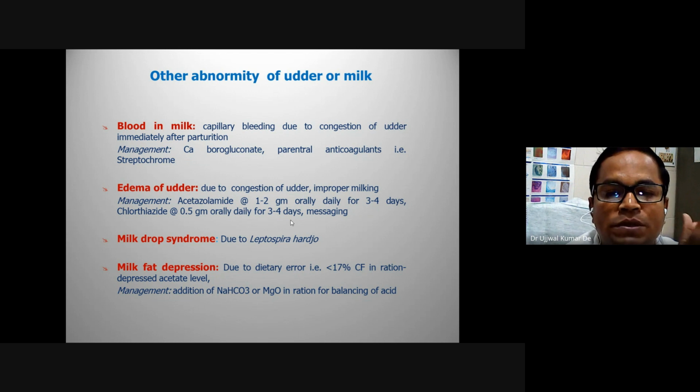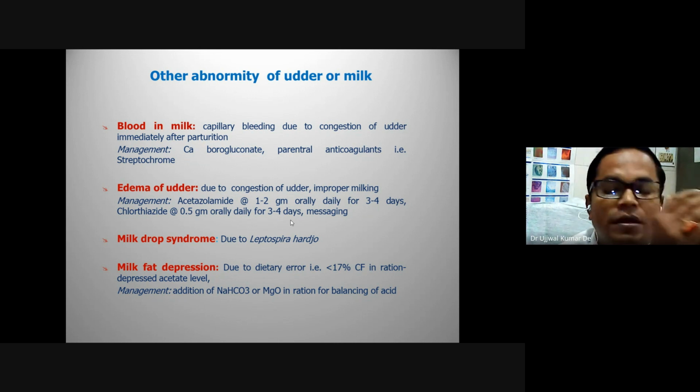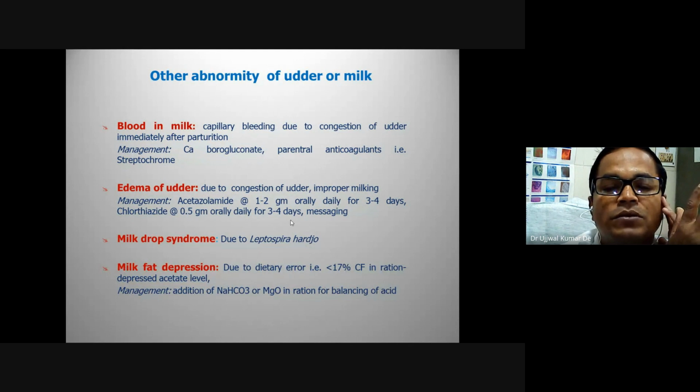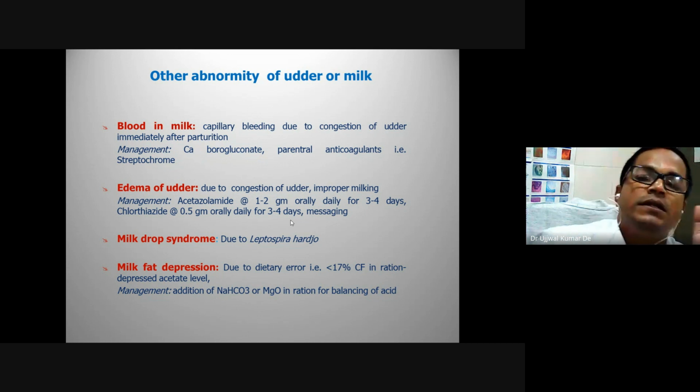Another is milk drop syndrome. Sudden drop of milk is generally caused by leptospirosis. In that case, you have to give some antibiotic, or you can check the milk for leptospirosis. And then another is milk fat depression. Sometimes animals are very high yielding, or some are exotic. Generally fat percentage is more, but sometimes you can get low fat percentage. This is due to low fiber in the diet. So you have to enhance the fiber and add sodium bicarbonate at a certain percent.